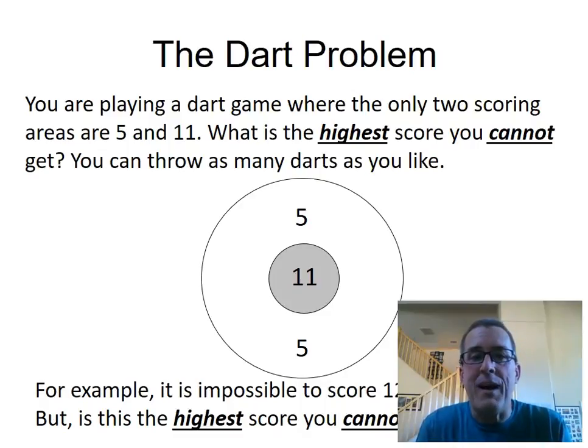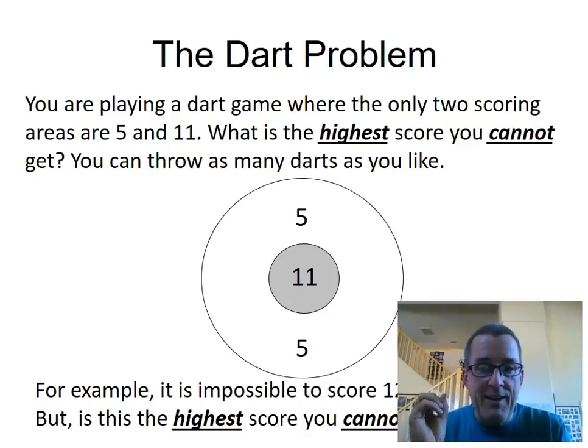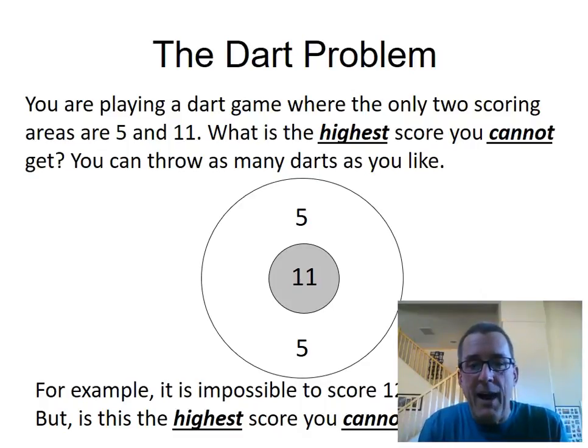And so what do I mean by what's the highest score you cannot get? Well, for example, it doesn't matter how many darts you throw. You cannot get a score of 12. You could throw a dart and get 5. You could throw a dart and get 5. That would be 10. But then there's no way you get a 2. So 12 is a score that cannot be obtained in this game. But is it the highest score you cannot get?